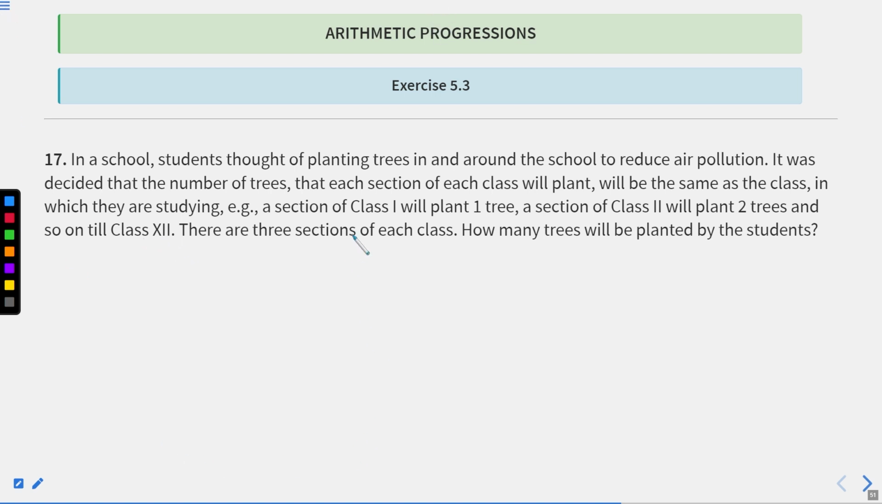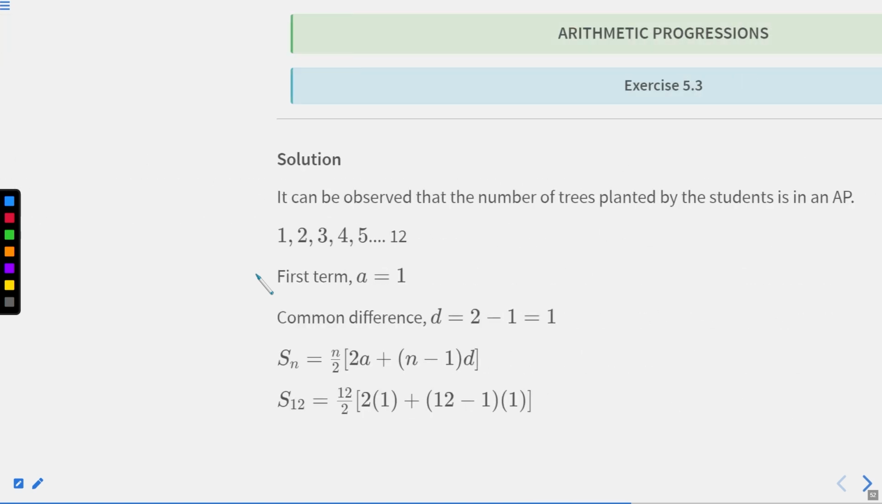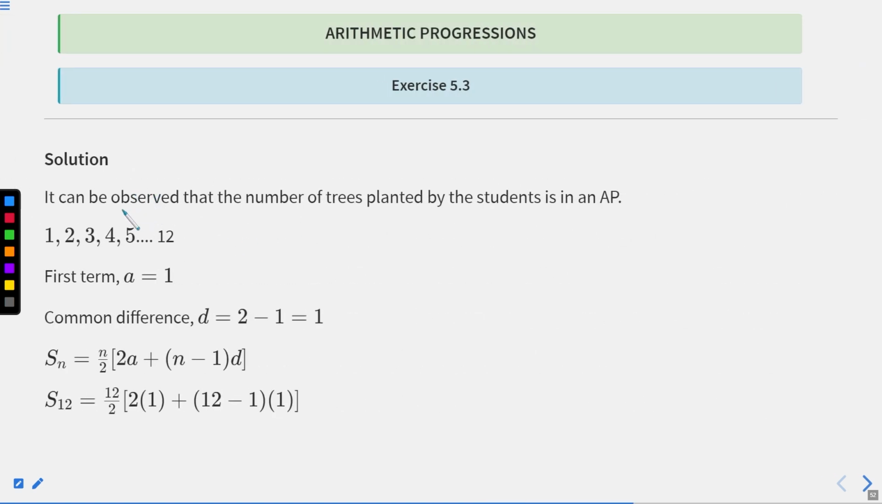There are 3 sections of each class. So how many trees will be planted by the students? We have to give the answer. Let us solve this problem. It can be observed that the number of trees planted by the students is in an AP, which is the list of numbers 1, 2, 3, 4, 5, 6, and so on up to 12.